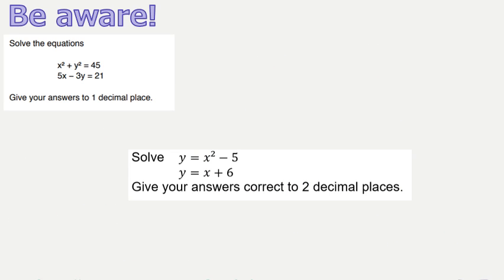Just be aware when you see questions like this where it asks you to give your answers to 1 decimal place and 2 decimal places, it just gives the indication that when you get to your quadratic and you need to factorise, you'll probably have to use the quadratic formula given that the answer will be a decimal and you'd have to round it. So just be aware that when you see a simultaneous equation like this, where it asks you to give your answer to 1 or 2 decimal places or to some degree of accuracy, you'll probably end up using the quadratic formula when having to factorise.